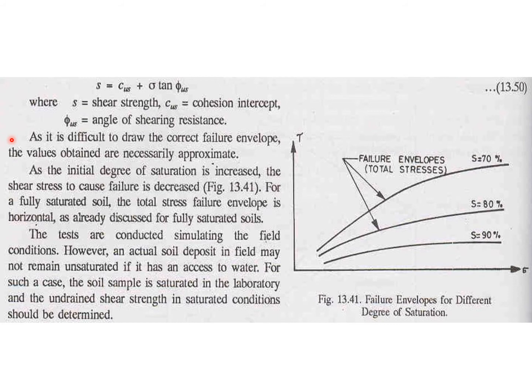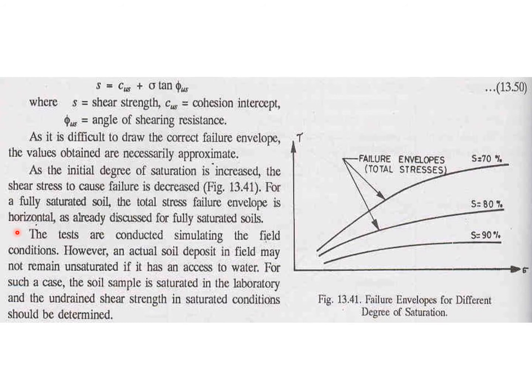As it is difficult to draw the correct failure envelope, the values obtained are necessarily approximate. This point is very important. As the initial degree of saturation is increased, the shear stress to cause failure is decreased. I will repeat this thing. For a fully saturated soil, the total stress failure envelope is horizontal, as already discussed for fully saturated soils.